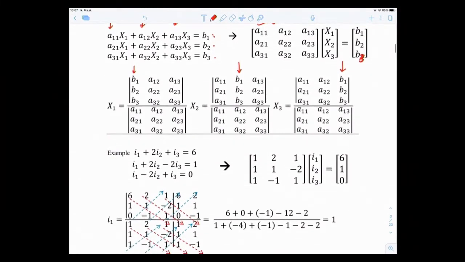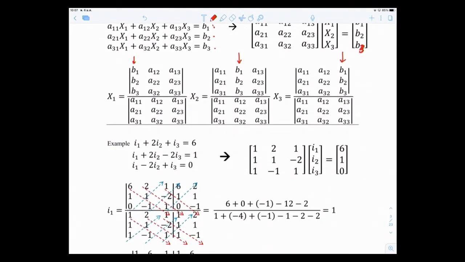Okay, and to find this determinant, if you forget, the way I do it, look at this example: I1 plus 2I2 plus I3 equals 6, the first equation. The second equation is right here: I1 plus 2I2 minus 2I3 equals 1. And the third equation: I1 minus 2I2 plus I3 equals 0. You take the so-called coefficients in front of your unknowns and put them into this matrix right here, and your 6, 1, and 0 become this, put into matrix form like this.